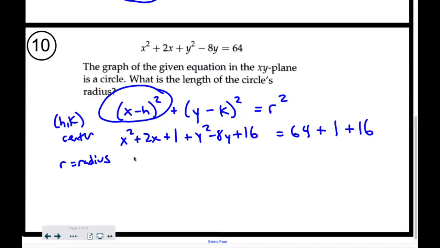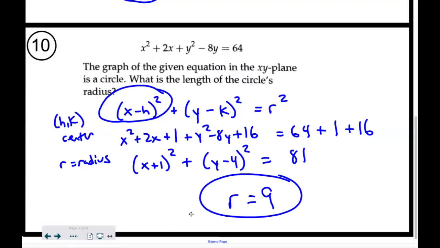So what that represents is this is now x plus 1 squared. And this, if you factor it, is y minus 4 squared. And over here, I get 81. Well, that tells me that I can find my center, but I just need the radius. So this 81 represents r squared, so the radius is 9.